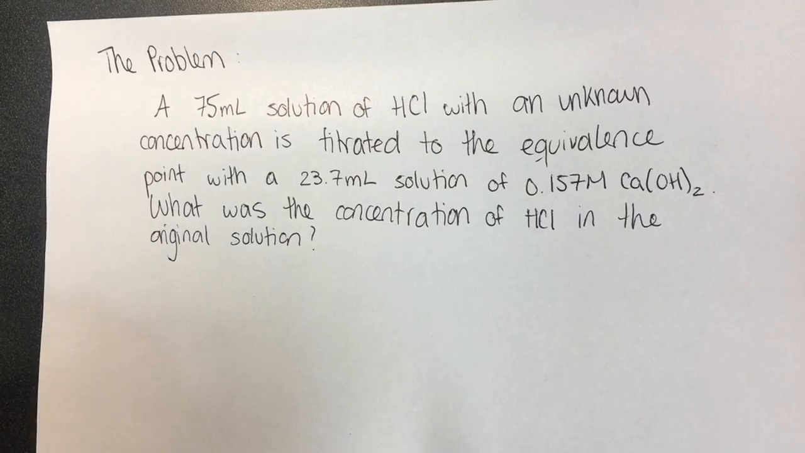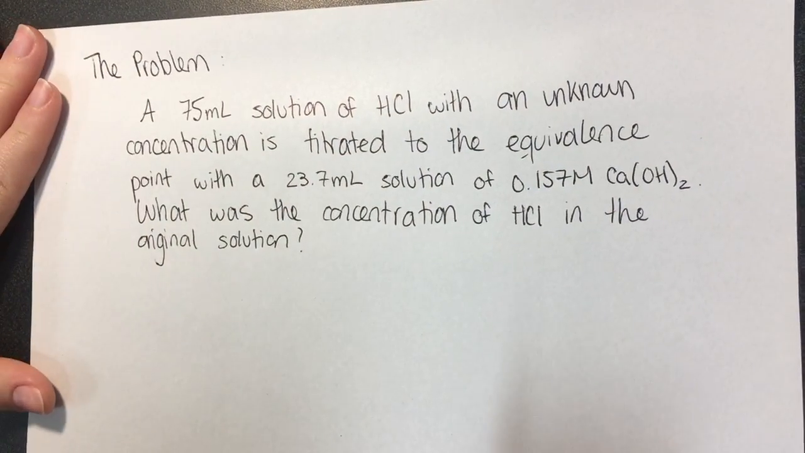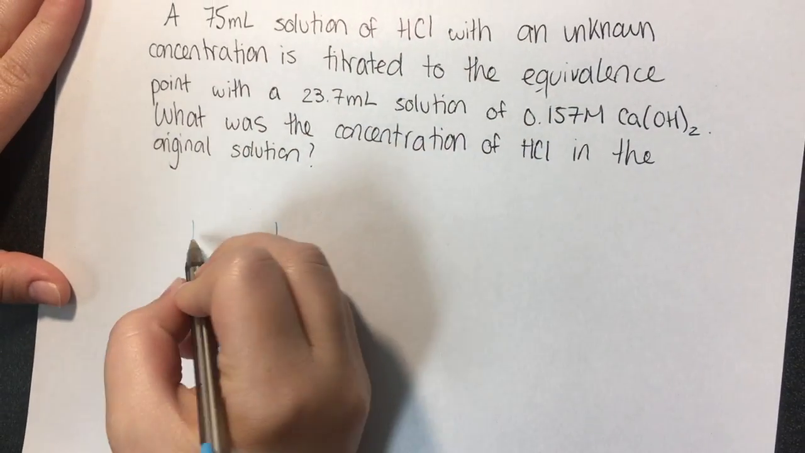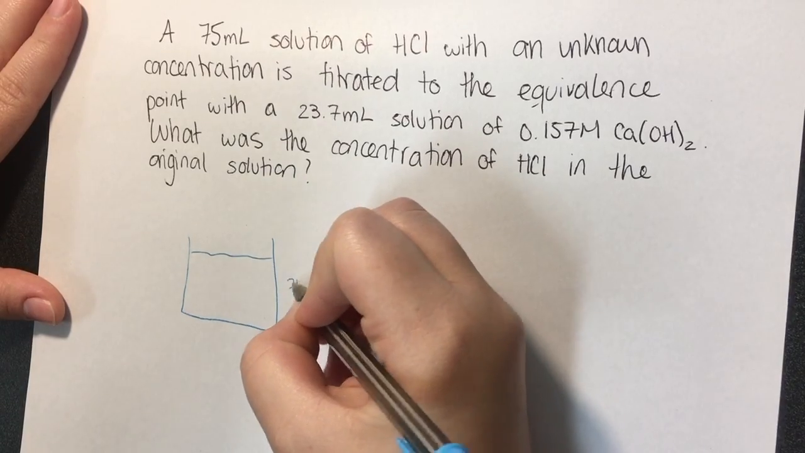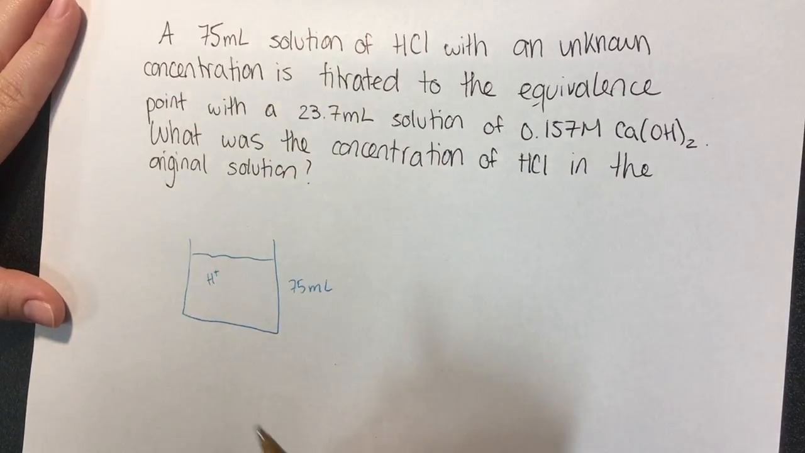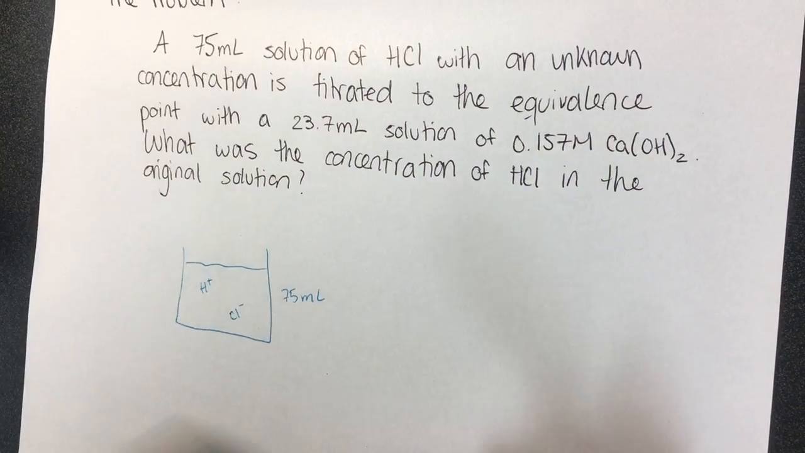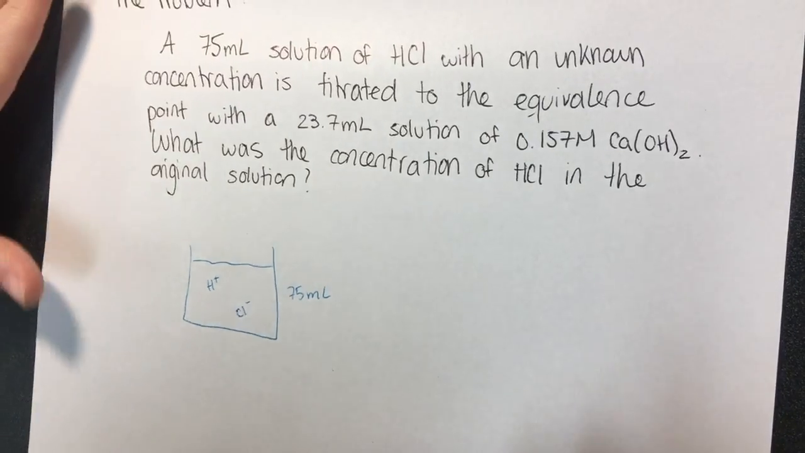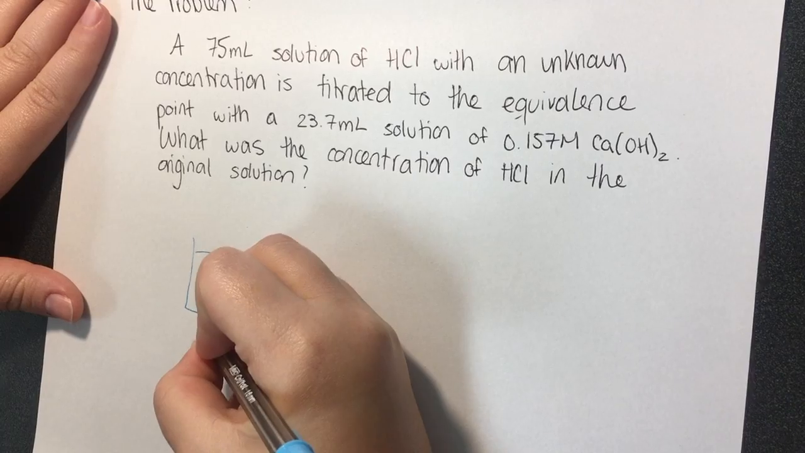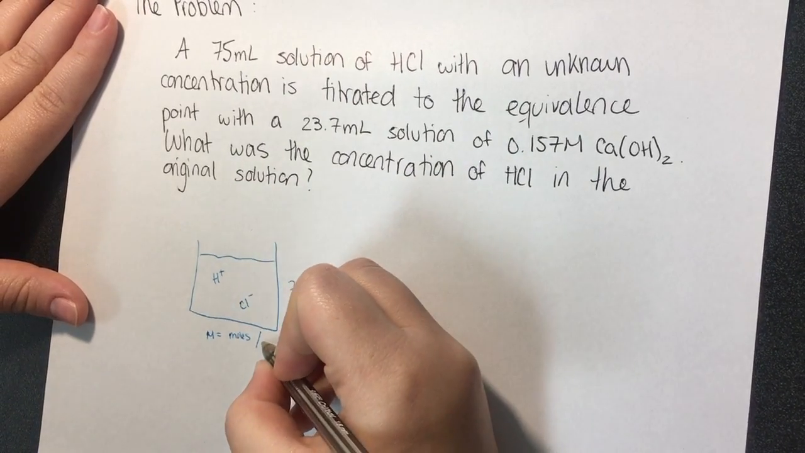So first we have to draw a picture of what a 75 milliliter solution of HCl would look like. So we know that it's 75 milliliters of hydrogen chloride. Since it's a strong acid, we know that it completely dissolves. So we don't know how many moles there are because we don't know the concentration. But we know that the molarity is the moles per liter.